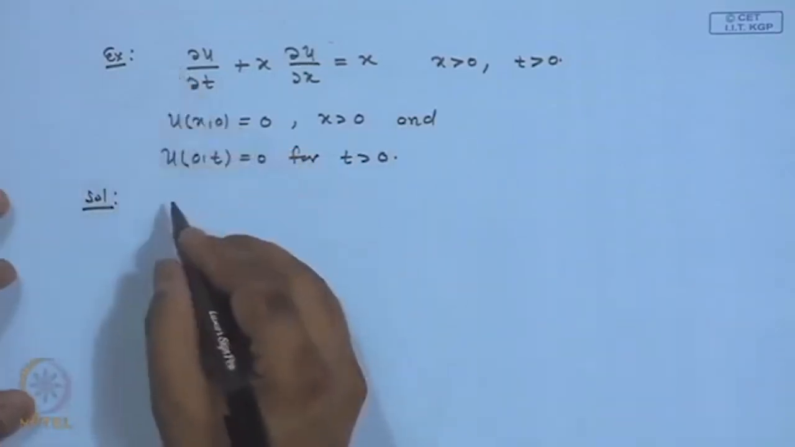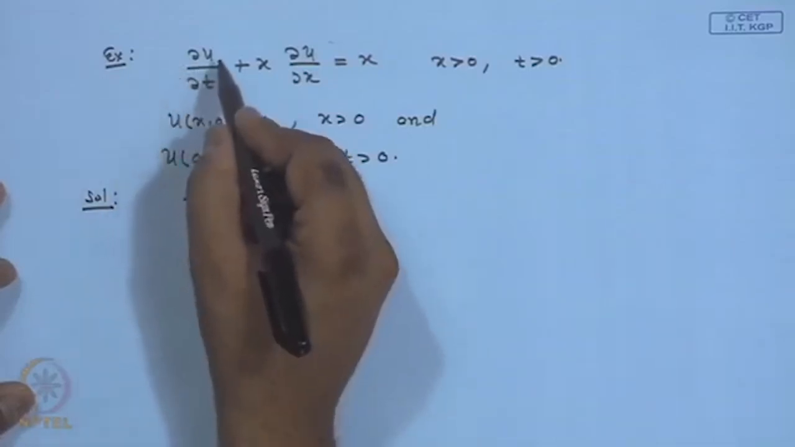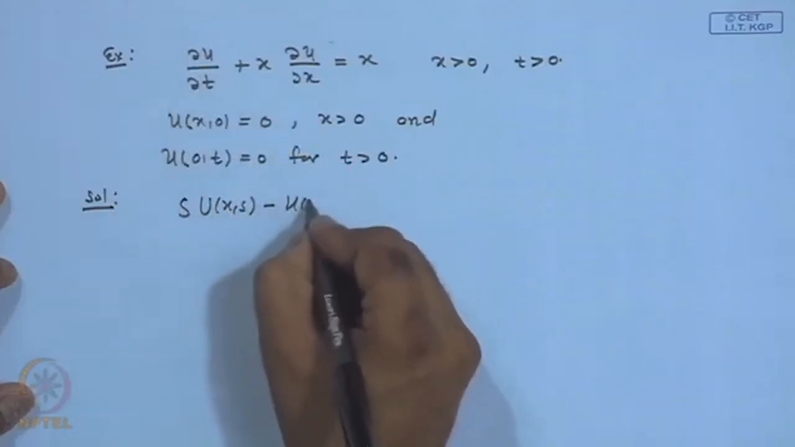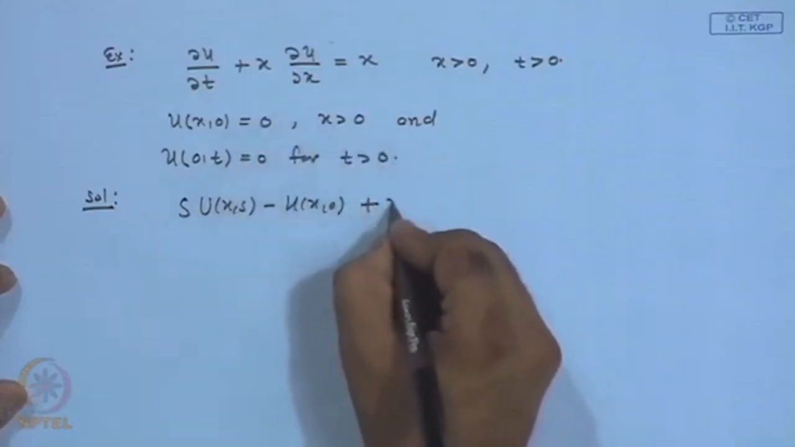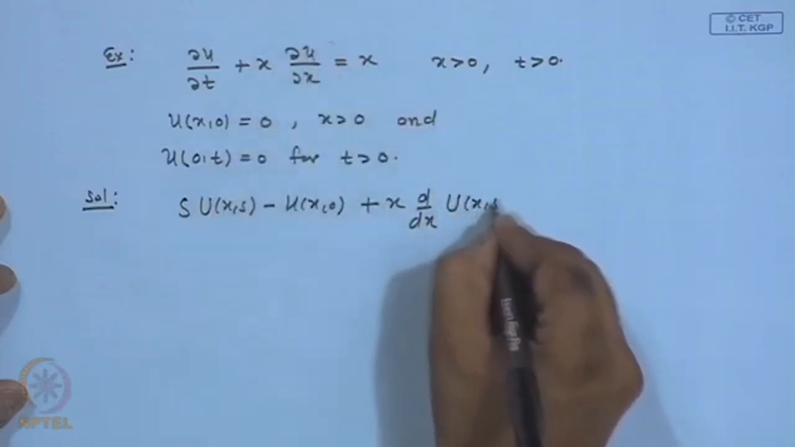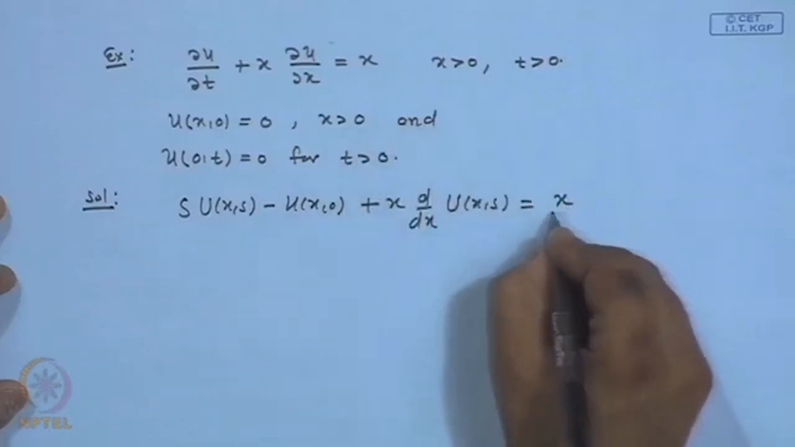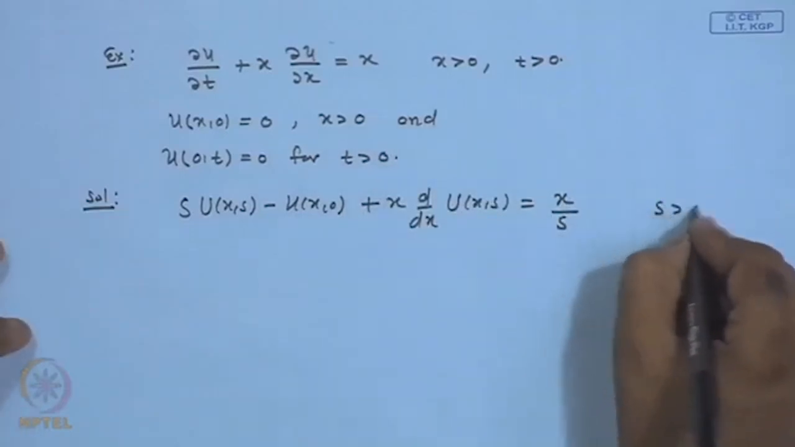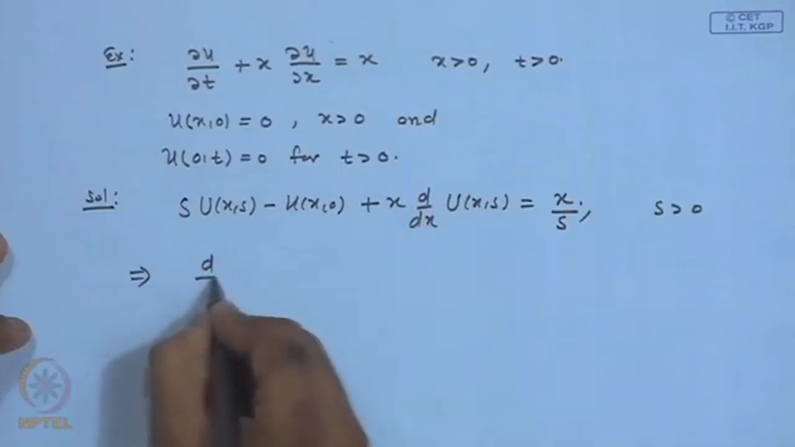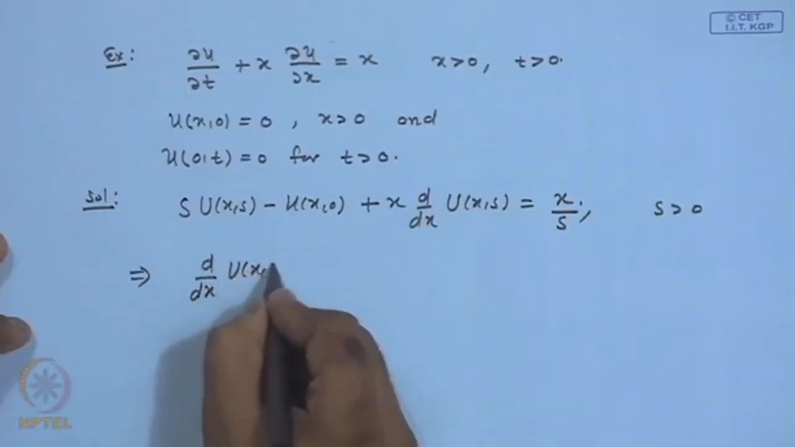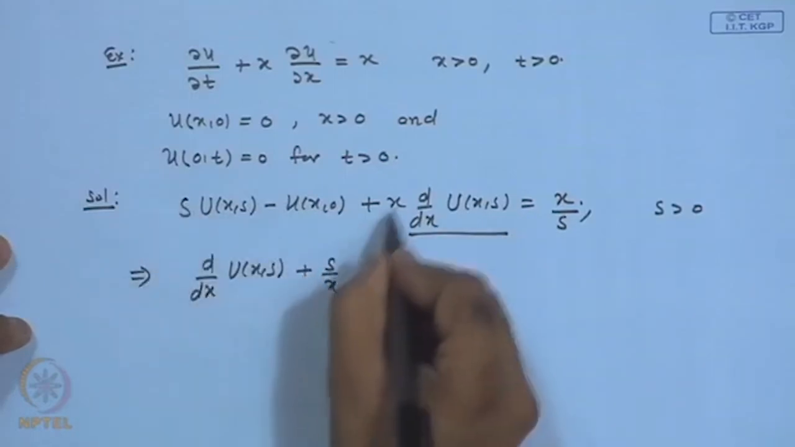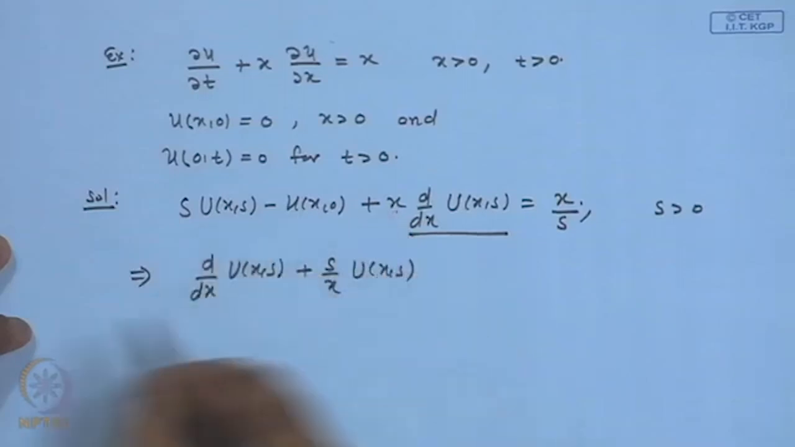Now, the similar steps. We take the Laplace transform, and in this case we have s u(x,s) minus u(x,0) plus x d/dx of u(x,s), and the right hand side is the Laplace transform of 1, that is 1 over s, for s positive. This will lead to the differential equation d/dx of u(x,s) plus s over x times u(x,s).